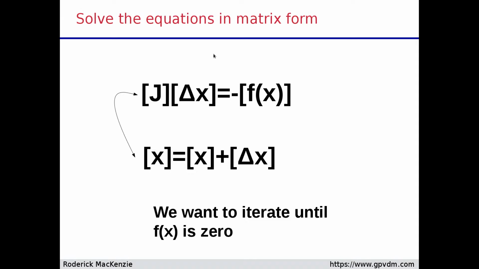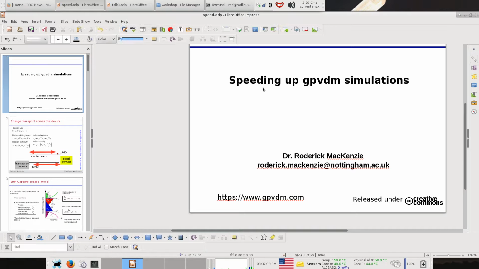F of x there is important. This is the function we're trying to minimize, so this represents the error in all of our device equations that we want to be 0. Another important takeaway message is that the better the initial guess, the closer you can get to the solution initially, the quicker your equations will converge. So with that said, let's go and play with the model.